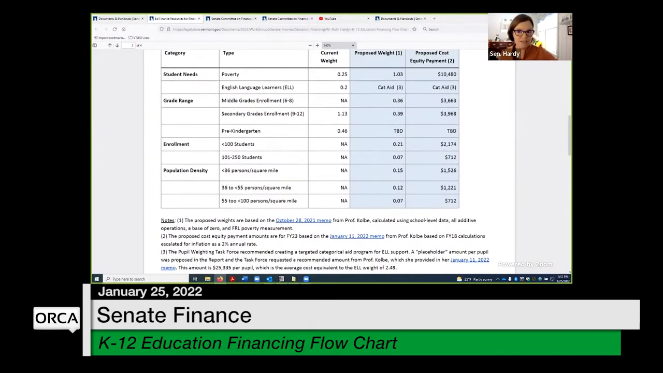The weights that are listed here, if you look down in the notes, are based on a recalculation of the weights done by Professor Colby and her team using school level data, additive operations. So right now we have a mix of adding and multiplying weights. The proposal would be to just add them, using a base of zero instead of some based on zero and some based on one. Right now we have a mix. And then using the free and reduced lunch poverty measure. So that's what the weights are based on. The cost equity payments are based on all of those same things, but they were calculated at a later date once we asked Professor Colby to do that. And they came out in her January 11th memo.